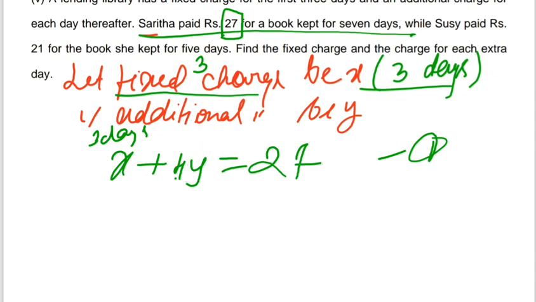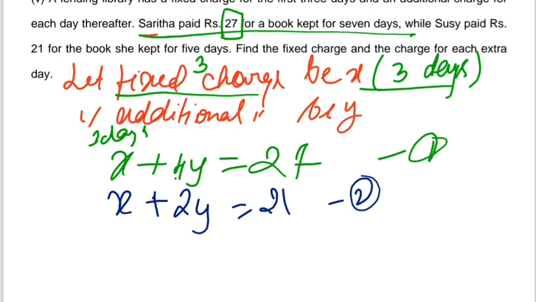So let's do the second equation. Susie paid rupees 21, that is the fixed charge, so 3 days are over and remaining only 2 days. So x plus 2y is equal to 21. This is our second equation. We can simply cancel the variable x by subtracting, that is changing the signs. Plus changes to minus, minus changes to plus. x is cancelled. So 4y minus 2y is 2y, equal to 27 minus 21, which is 6.